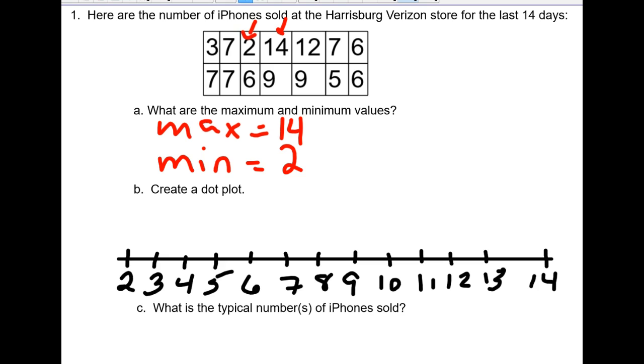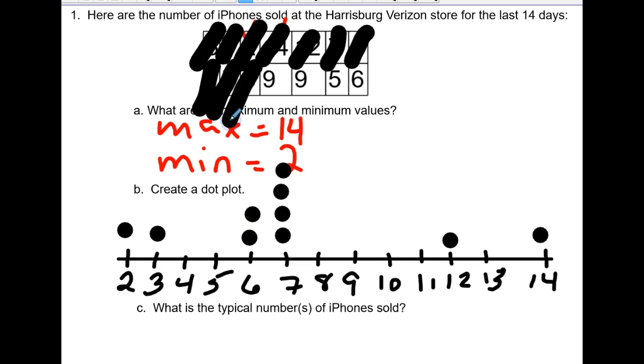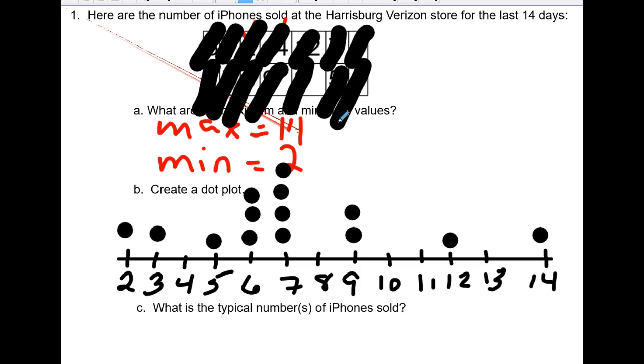So we're going to start with 3. I'll cross that off. We have 7. We have 2, 14, 12. We have another 7. So what we do is we pile it. We put it on top. 6, another 7, another 7, 6, 9, another 9, a 5, and another 6. And there you have it.